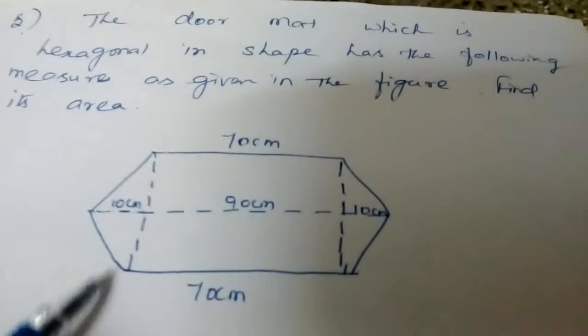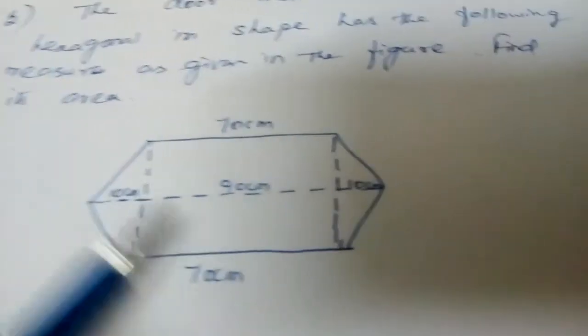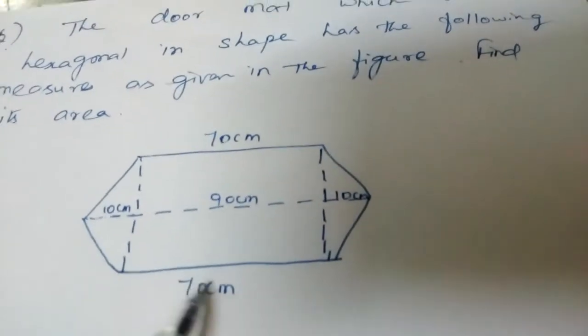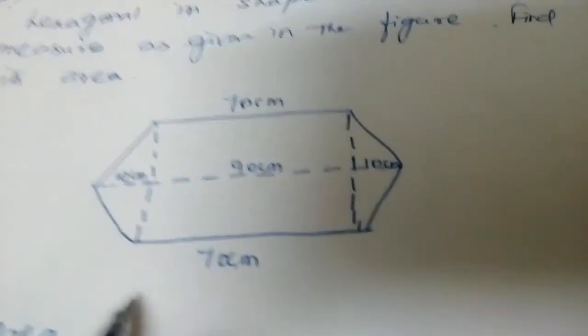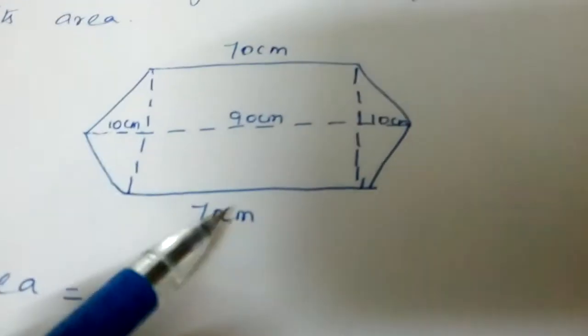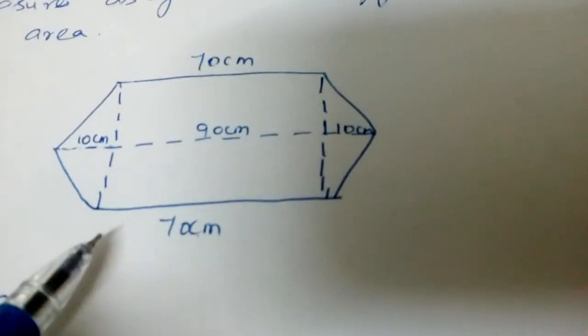Now you can see the figure here. Hexagonal means it should have 6 sides. So 1, 2, 3, 4, 5 and 6. That's why we call this a hexagon. Now the question is to find the area of this. Before finding this area, I should see what shapes are behind this. Let me find that out.